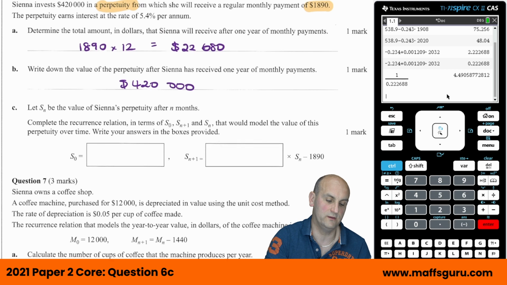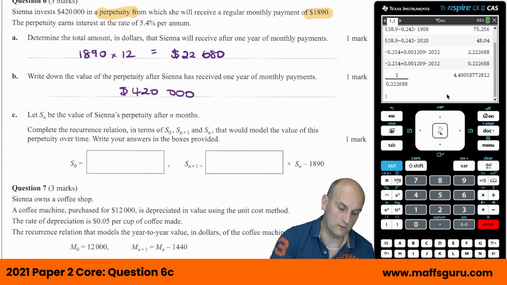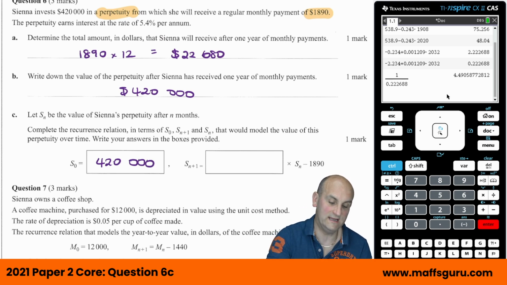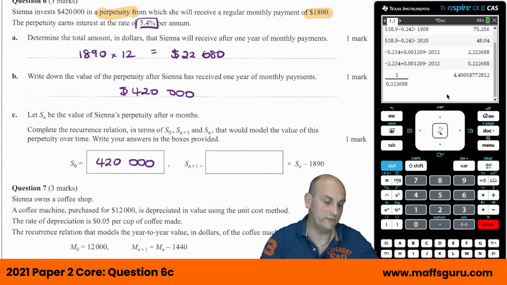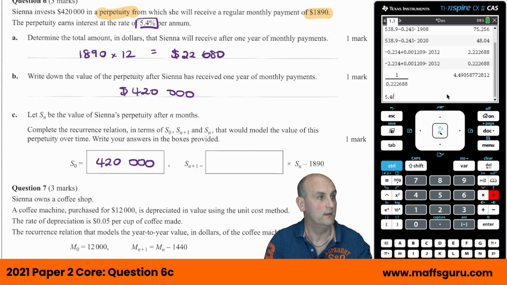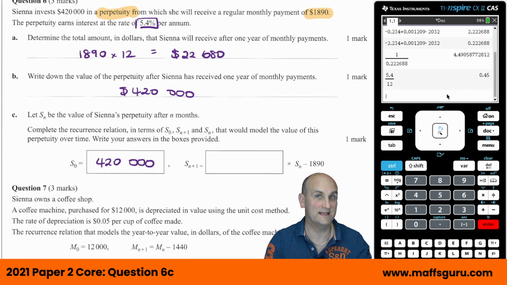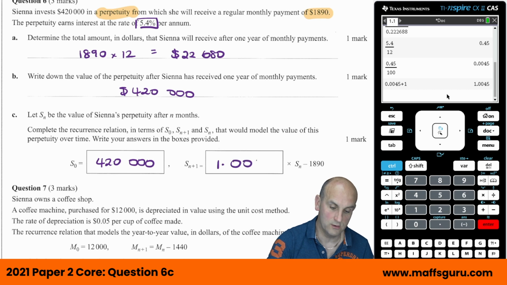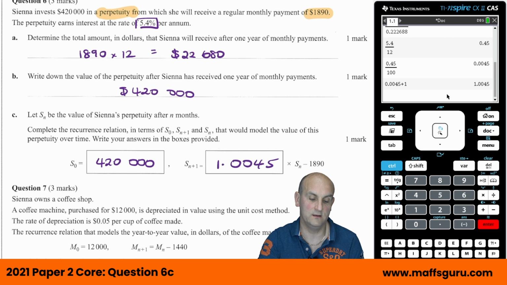Let S be the value of Sienna's perpetuity after n months. Complete the recurrence relationship in the terms of that, that, and that. All right. So S0 we already know was 420,000. What we needed to do was work out the interest as a multiplier. So because it was 5.4% per annum, we weren't compounding monthly. So I did 5.4, no, because it's monthly payments. So that 5.4 was per year. I divided that by 12, that's percent, divided by 100 to get my multiplier. And because it's interest, it's growing, I've added the value of 1 on, and that gave me 1.0045, all right, times the 1890.